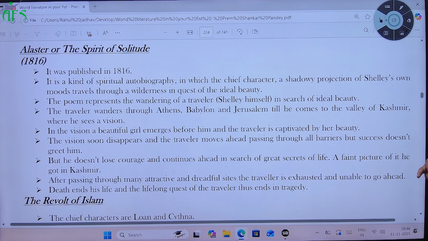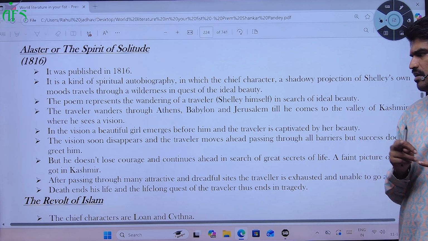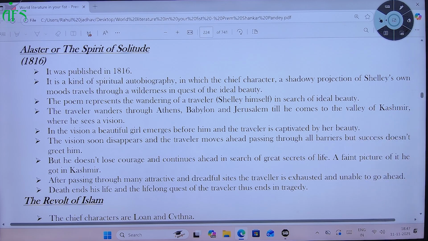It is a kind of spiritual autobiography, where the chief character, a shadowy projection of Shelley's own moods, travels through a wilderness in a quest for the ideal beauty. This poem represents the wandering of a traveler, where he has portrayed himself otherwise, in search of ideal beauty. The traveler wanders through Athens, Babylon, then Jerusalem.